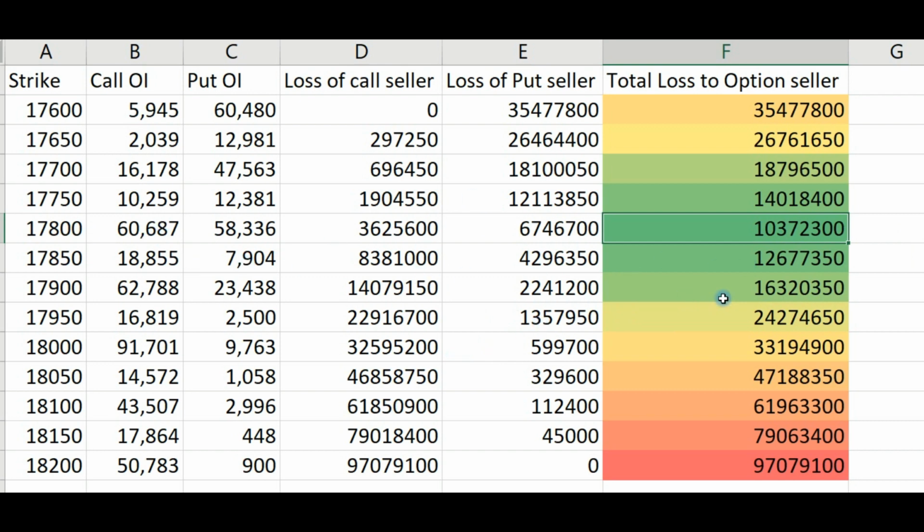Are you getting this calculation? So option seller will lose minimum amount here at 17,800 and option buyer will lose maximum. So this is max pain. But what do people do? The different websites, they calculate max pain for full option chain.